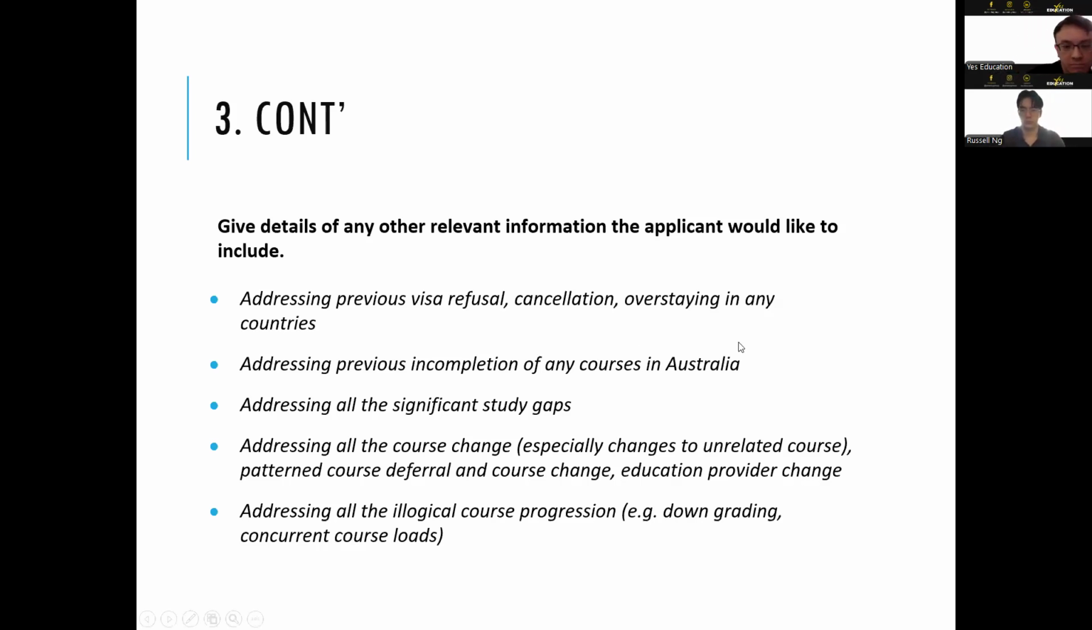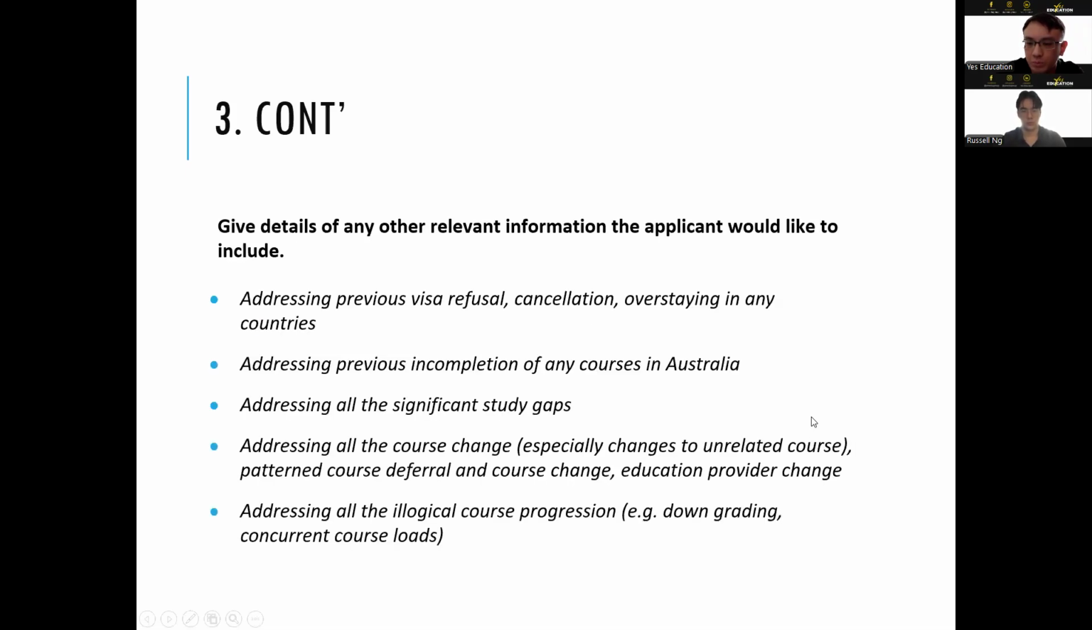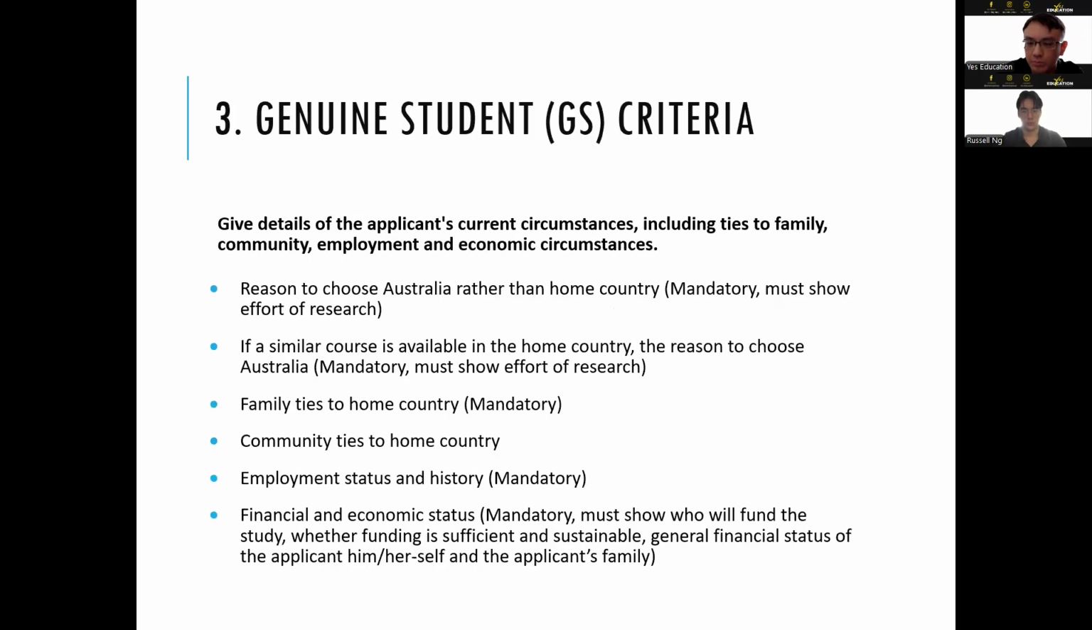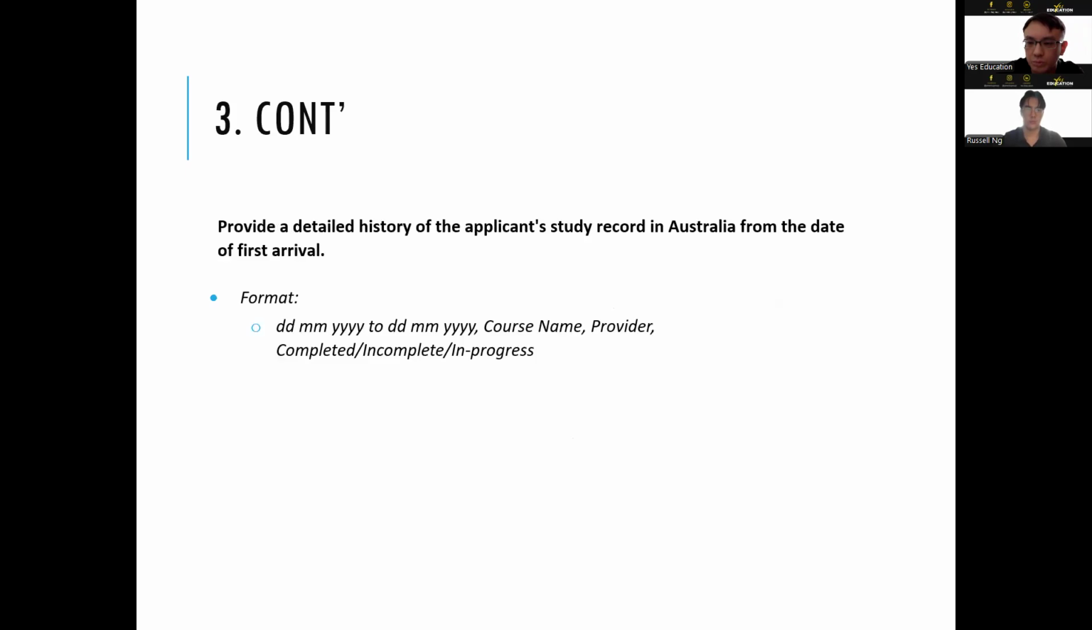And then you need to give the case officer a brief introduction of your study records, if any, in Australia. Just use the same format. And then those are the major questions, 1, 2, 3, 4, 5. The 5 major questions of the genuine student criteria.